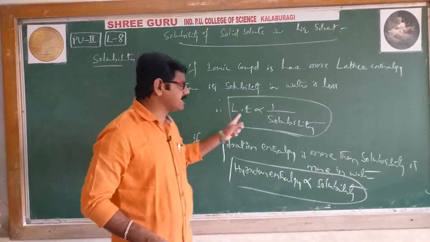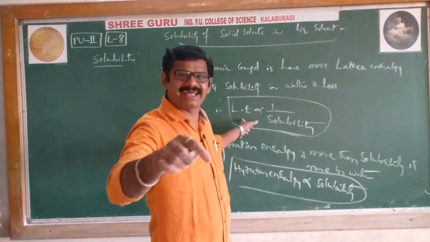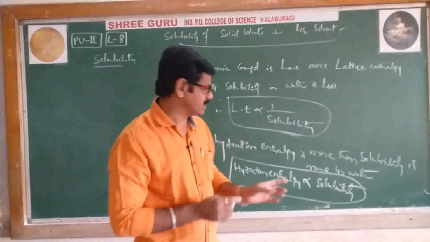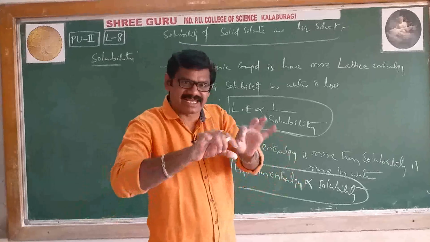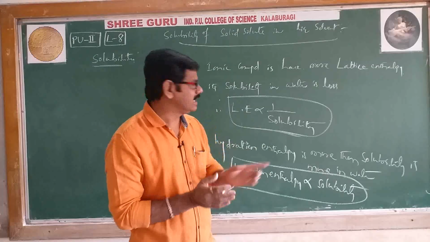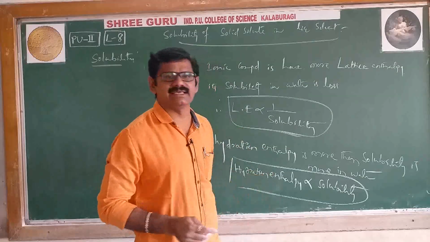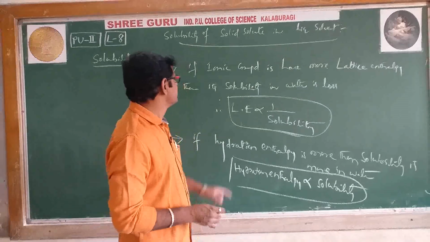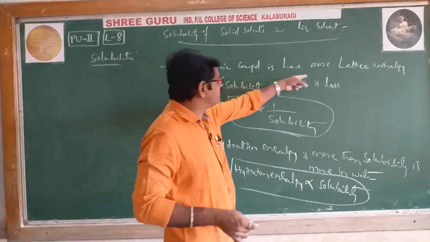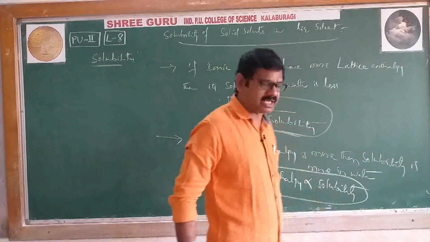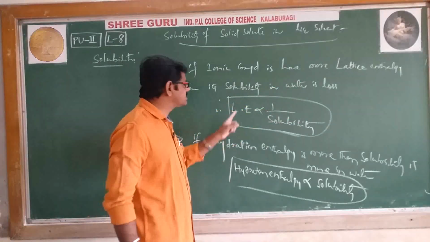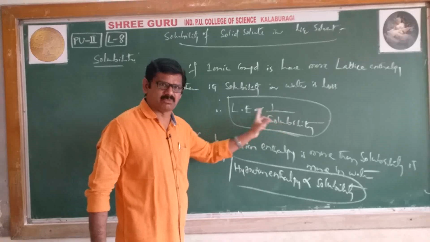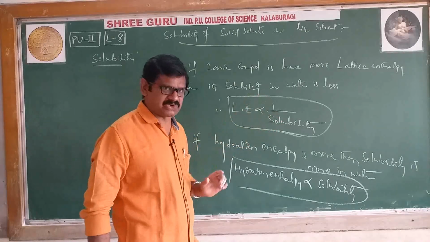Here, lattice enthalpy is the required energy to break the ionic solid. Hydration enthalpy is nothing but the energy released when it is breaking. One is required energy, the other is released energy. Once again, if an ionic compound has more lattice enthalpy, then its solubility in water is less. Lattice enthalpy and solubility are inversely proportional to each other.